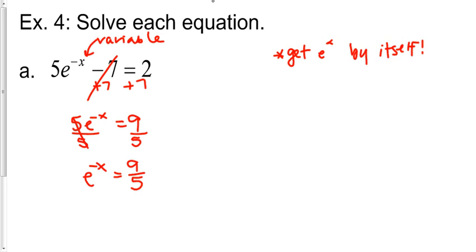Once you get e by itself, now we can take the natural logarithm of each side. So that's my next note here. Take the ln of each side. We're using fact number 1 from the previous slide.